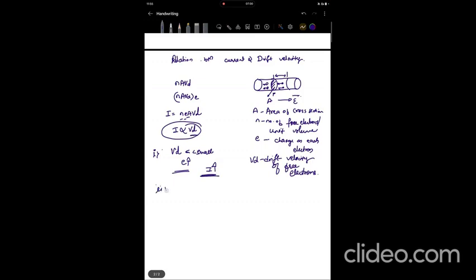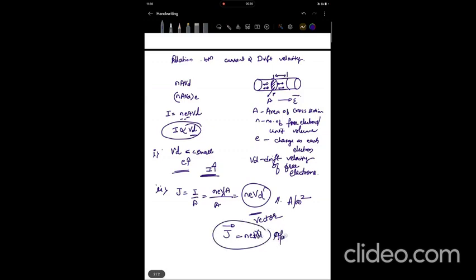And what about the current density? J is equal to I by A, that is NeAVd divided by A, which is equal to NeVd. The unit of this is ampere per meter square. Current density is a vector quantity, so the symbol is vector J, which is equal to NeVd only. It is in terms of ampere per meter square.